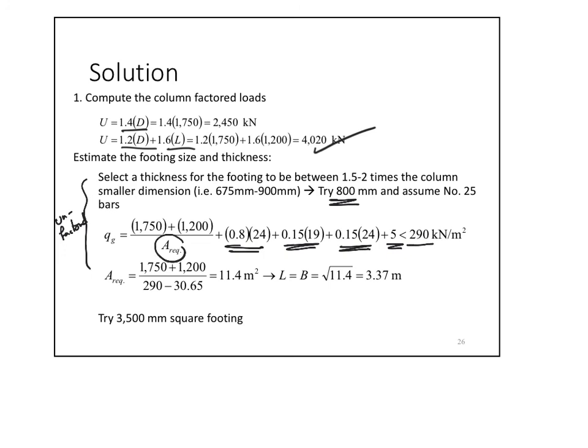I put in here the bearing capacity. This is the Q bearing capacity. Right? And then I find the area from this to be equal to 11.4. Take a square root that is equal 3.4. So I round it up. It's now 3.5 meters times 3.5 meters. Okay? This is my footing.